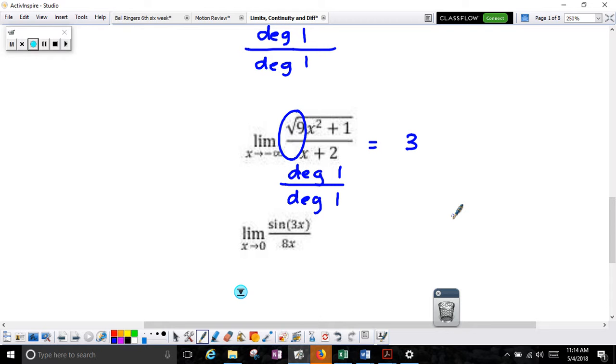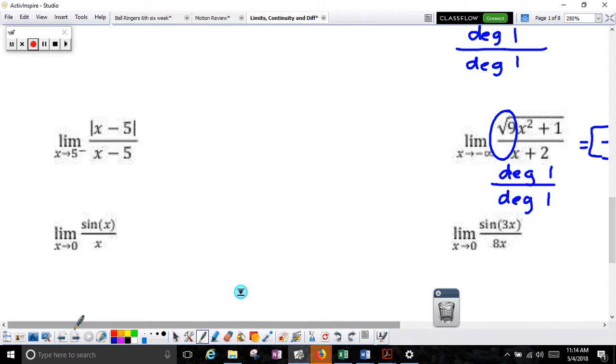When we go to negative infinity, we have to test to see if the limit would be positive or negative. Anything in the numerator that's squared and then square rooted is going to be positive for the output. In the denominator, we're plugging in negative into the x, so that gives us a sign of negative. So our limit is negative 3.